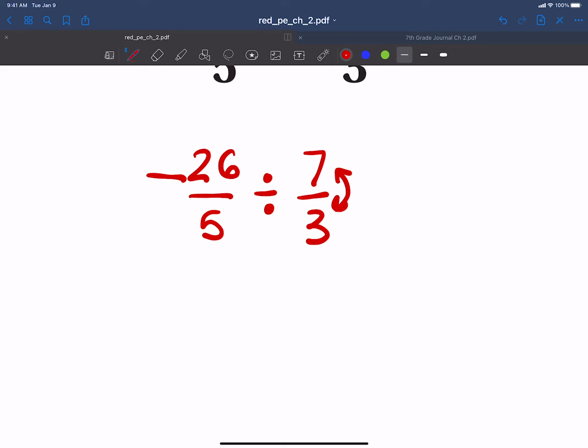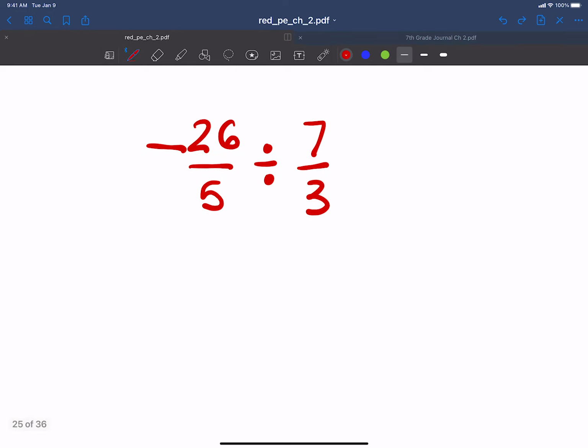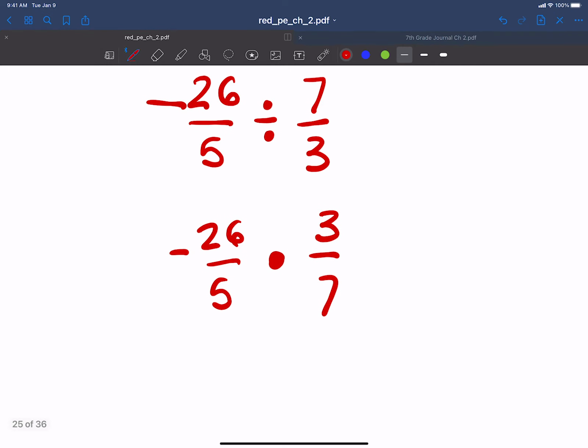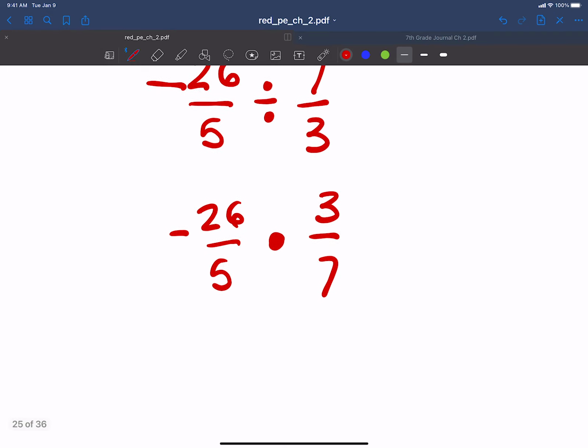Instead of saying skip, flip, multiply, I'm going to say multiply by the reciprocal. So I've got negative 26 over 5. The reciprocal of 7/3 is 3/7, and we're going to multiply. You can still say skip, flip, and multiply in your mind. I just want you guys to get used to hearing the math terms, okay?